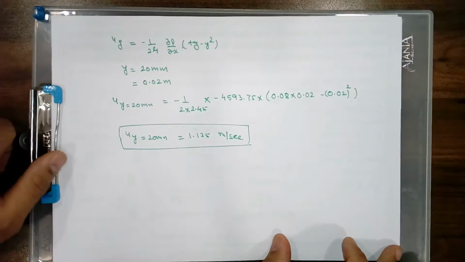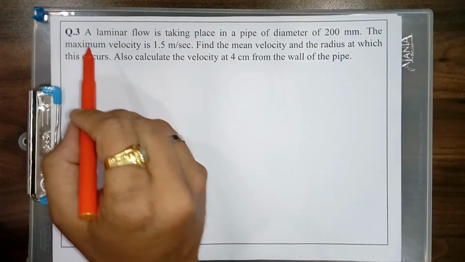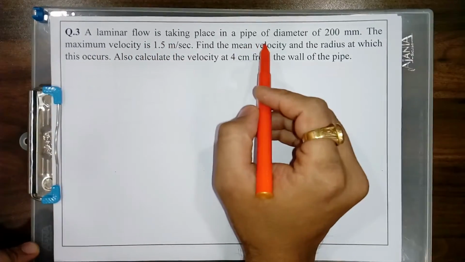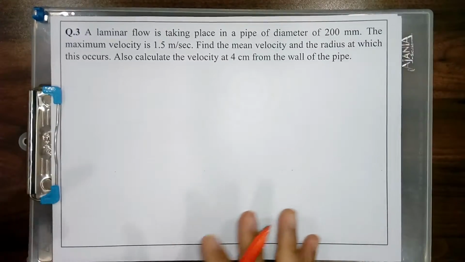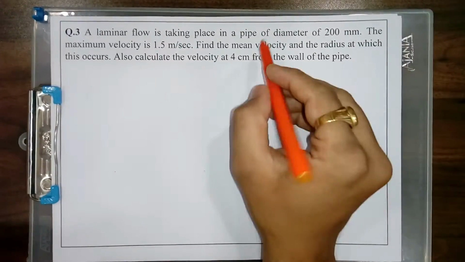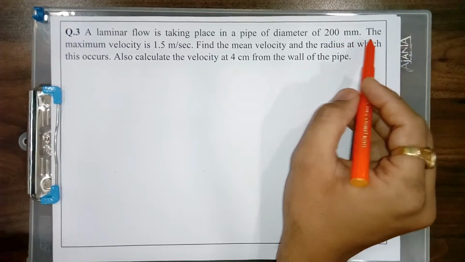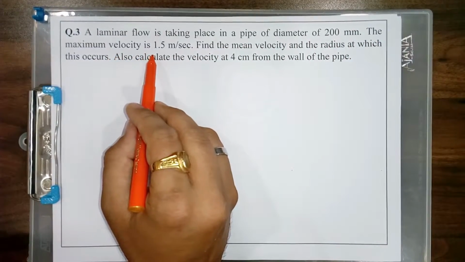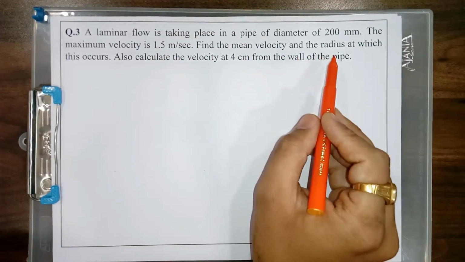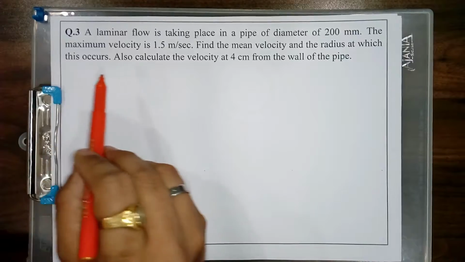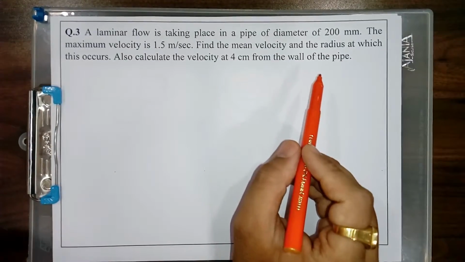Now students, we are moving towards the next numerical number 3. A laminar flow is taking place in a pipe of diameter. Means students, this is a case of the flow of viscous fluid through the circular pipe having the diameter of 200 millimeter, the maximum velocity is 1.5 meter per second. Find the mean velocity and the radius at which this occurs. Also calculate the velocity at 4 centimeter from the wall of pipe.